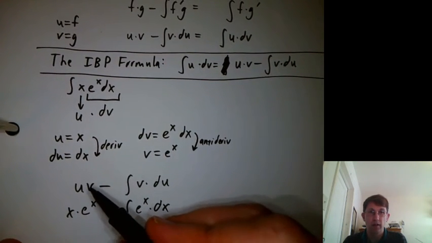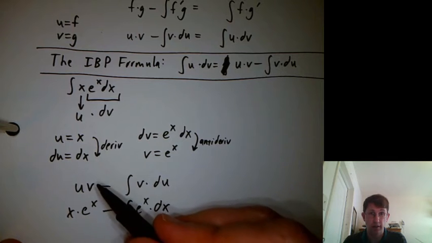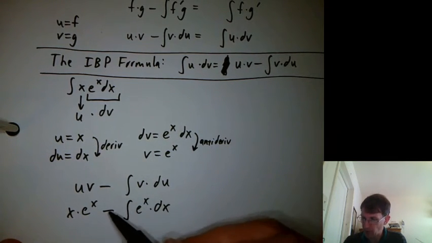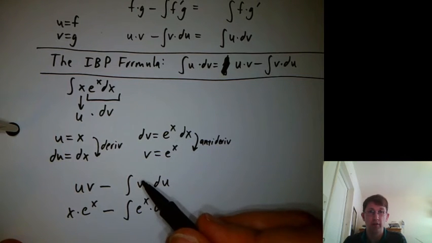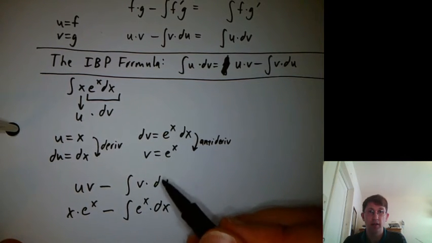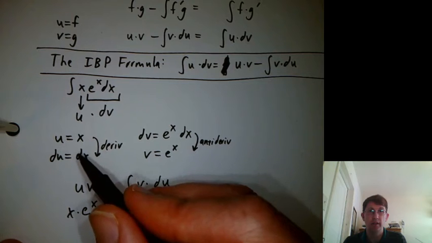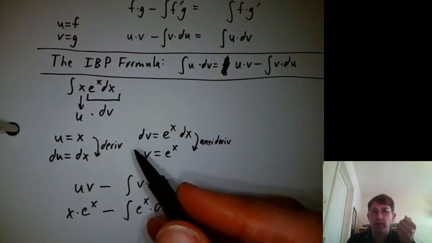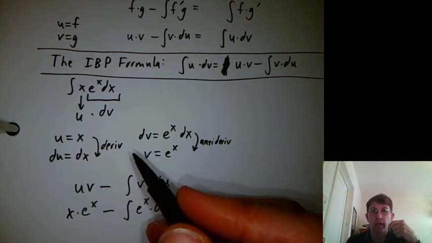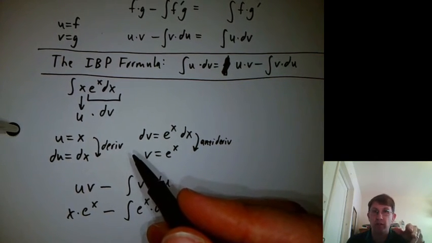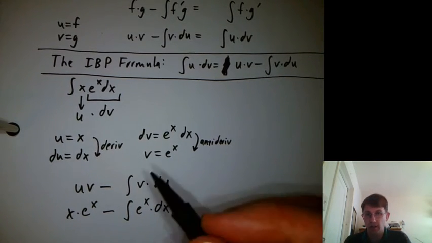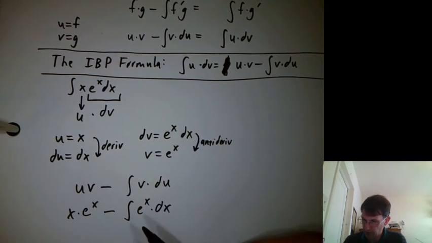So we took u, changed it to x, v, changed it to e to the x according to what we had written here, minus the integral of v, which is e to the x from here, and du, which is dx, like there. So integration by parts, just like the u substitution, doesn't solve the integral for you. It just gives you a different integral that's hopefully easier to do. So let's actually do this integral now.